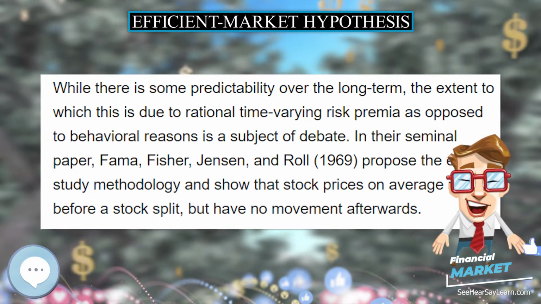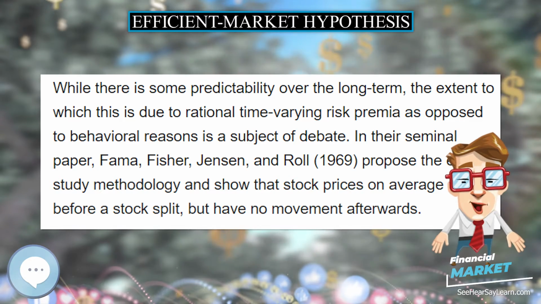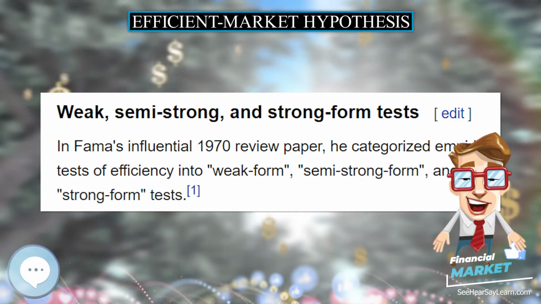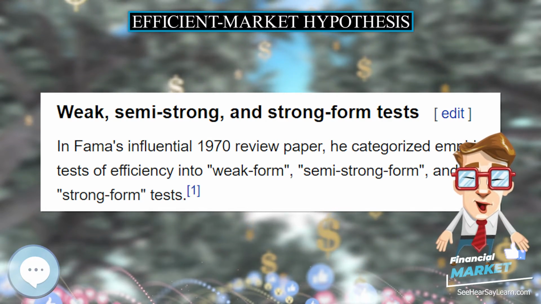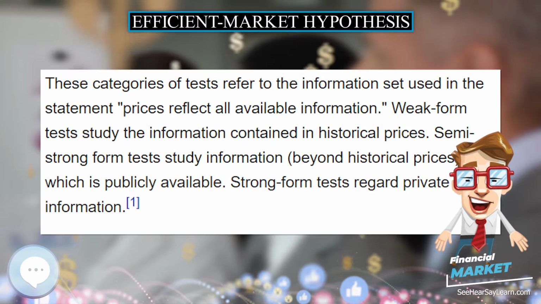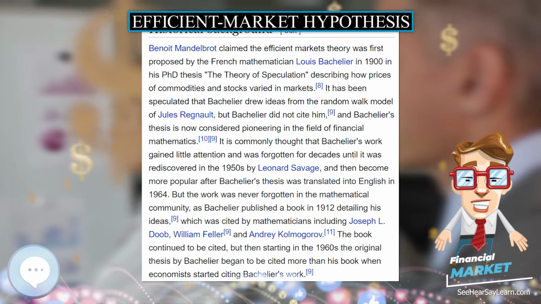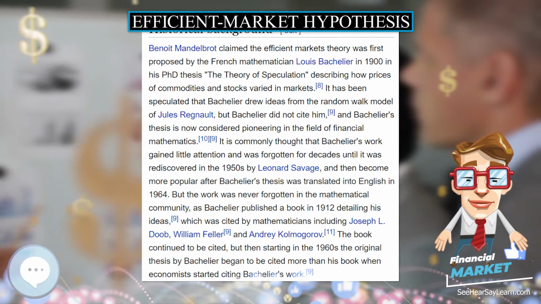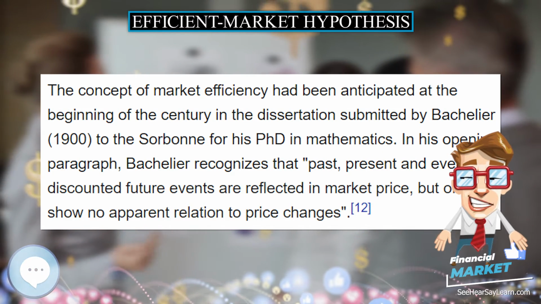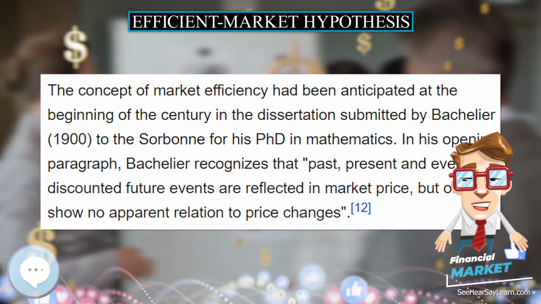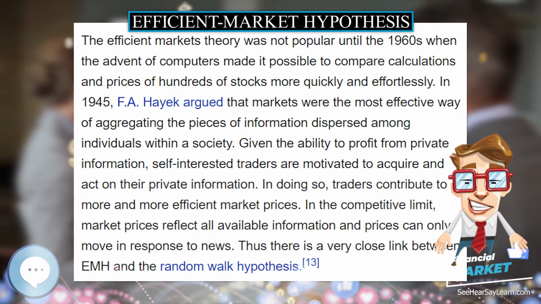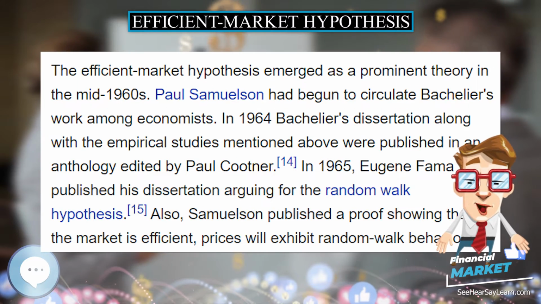Historical background. Benoit Mandelbrot claimed the efficient markets theory was first proposed by the French mathematician Louis Bachelier in 1900 in his PhD thesis The Theory of Speculation, describing how prices of commodities and stocks varied in markets. It has been speculated that Bachelier drew ideas from the random walk model of Jules Regnault, but Bachelier did not cite him, and Bachelier's thesis is now considered pioneering in the field of financial mathematics.